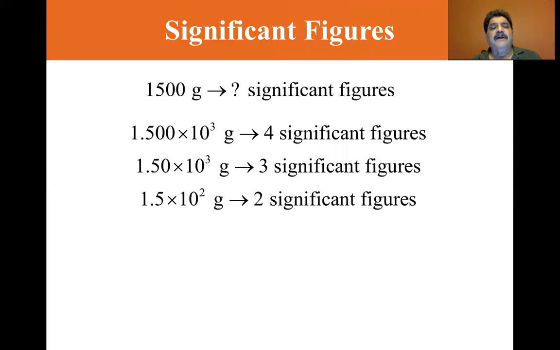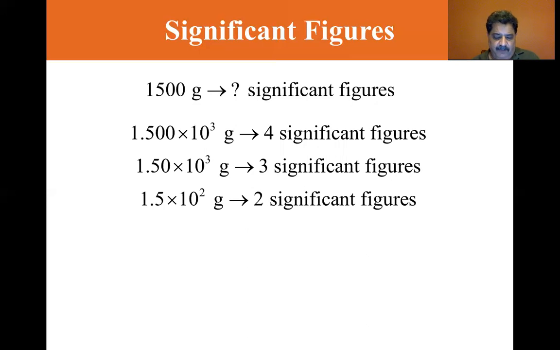If it were 1.50 times 10 to the 3 grams, that's 3 significant figures. And if we were to write it as 1.5 times 10 to the 3 grams, that's only 2 significant figures. And yes, that is an error. It should be 10 to the 3, not 10 to the 2 in the slide. I am unable to correct it. That's straight from the publisher, and I tried to change it, but I couldn't. Okay. So scientific notation removes the ambiguity.